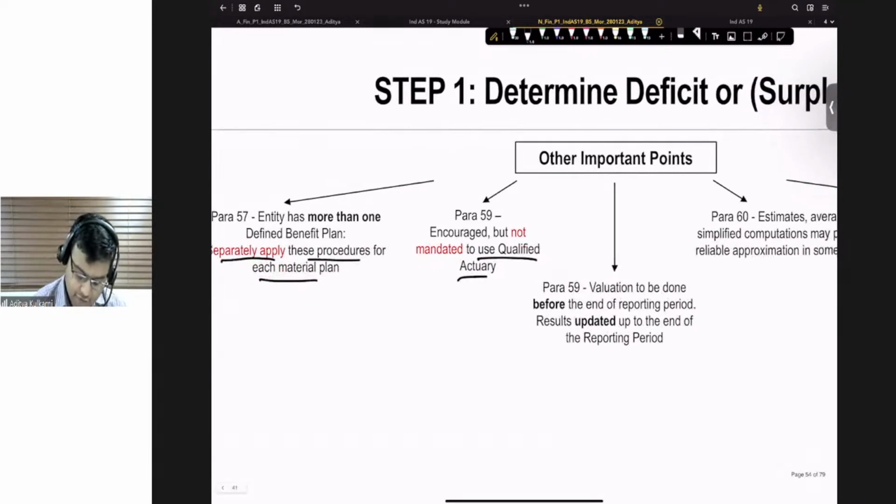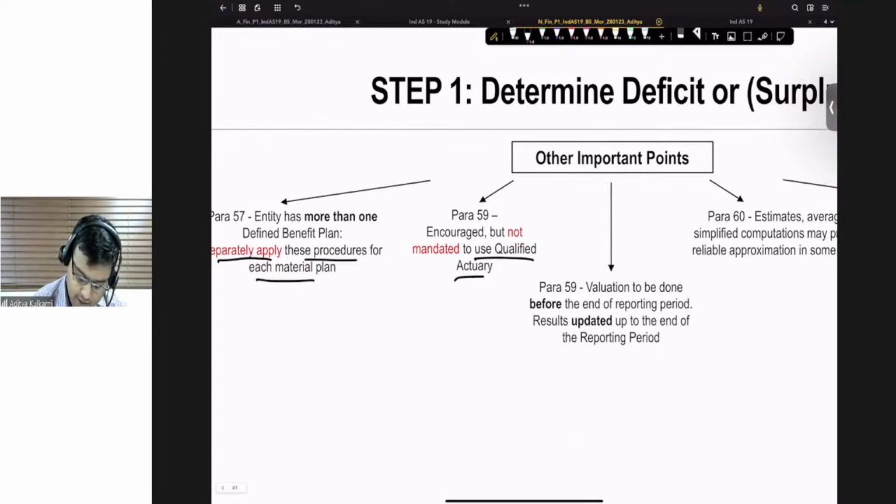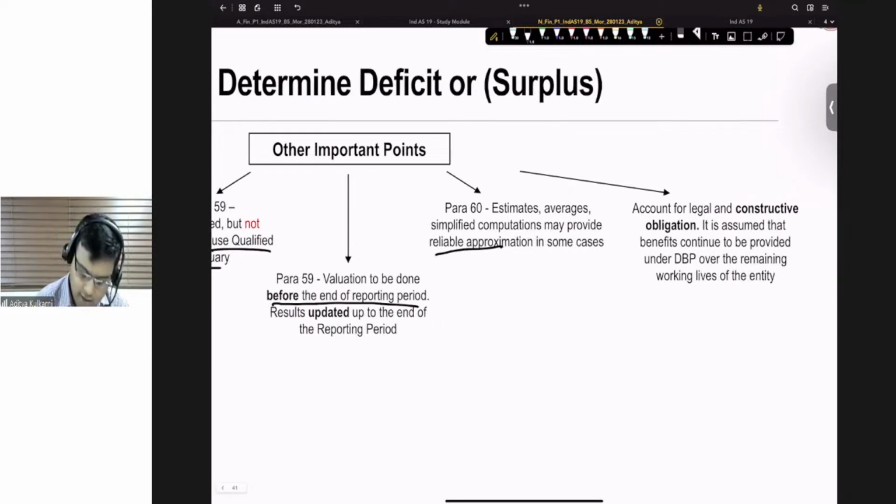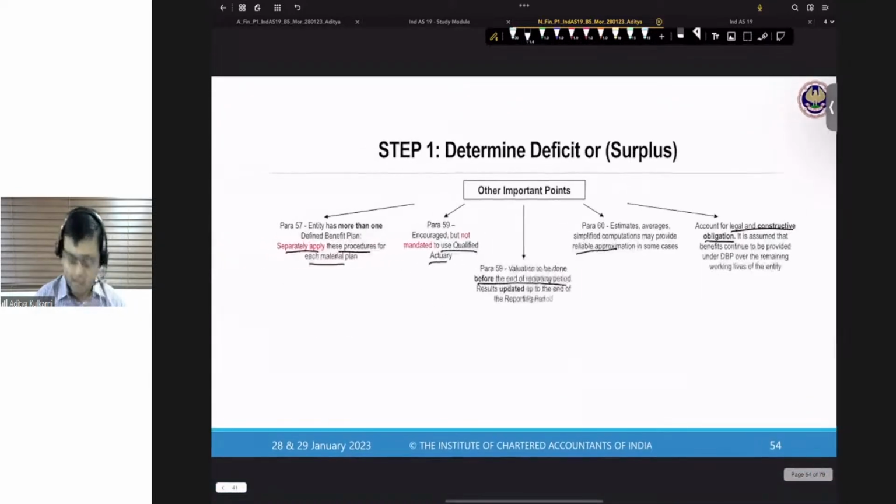Para 59: valuation to be done before the end of the reporting period. Results are updated up to the end of the reporting period. Estimates, averages, and simplified computations may provide a reliable approximation. Account for legal as well as constructive obligations. We have discussed all of them.